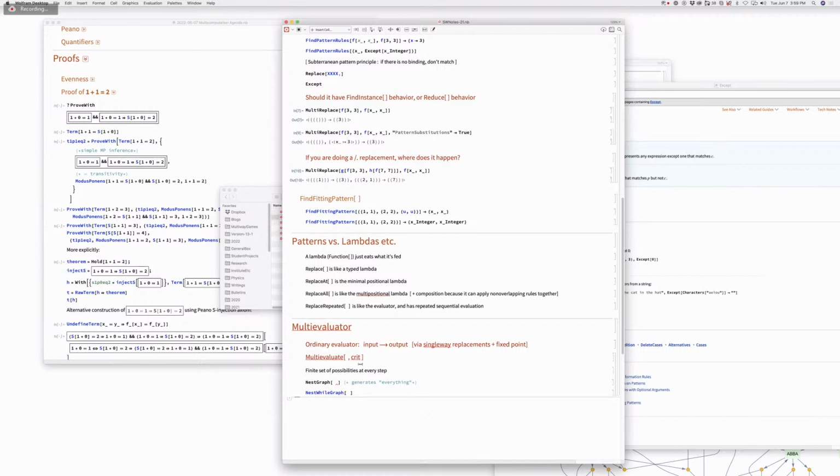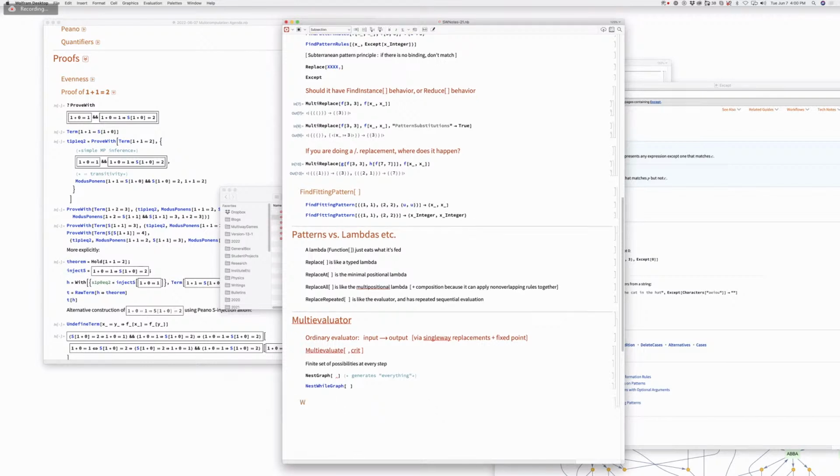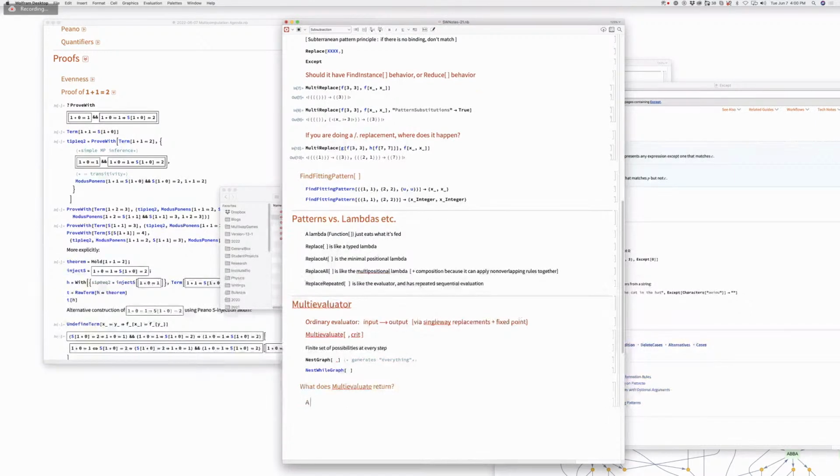Okay, so remember, what does multi-evaluate return? Evaluate just returns the answer. Multi-evaluate is very unlikely to be able to do that. I mean, there's some cases where we've been through this before, right? What does multi-evaluate return? Okay, so one possibility is a particular fixed point or other single expression. That's one possibility.